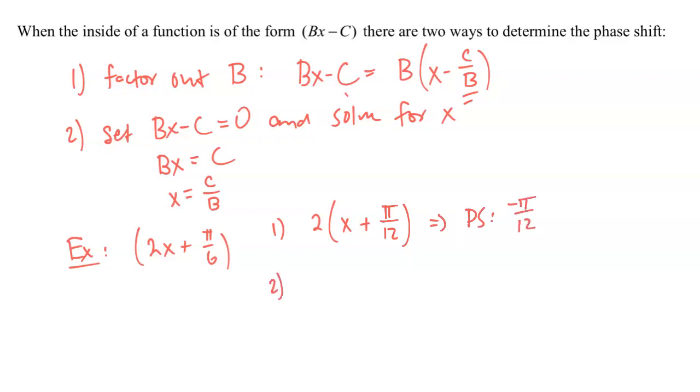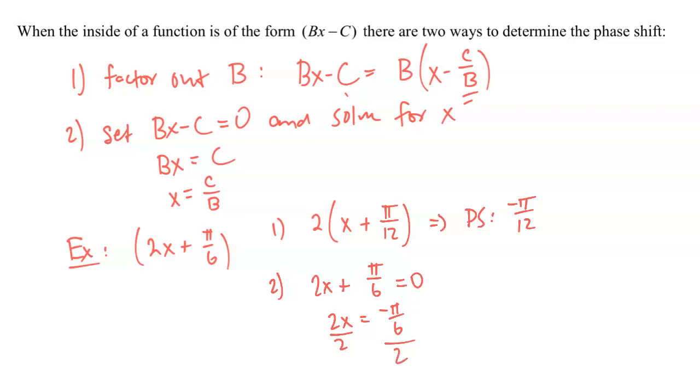The second option is to take my parentheses, 2x plus pi over 6, and set it equal to 0, and then solve for x. And essentially, you end up doing the exact same thing. So this is going to be 2x is equal to negative pi over 6.